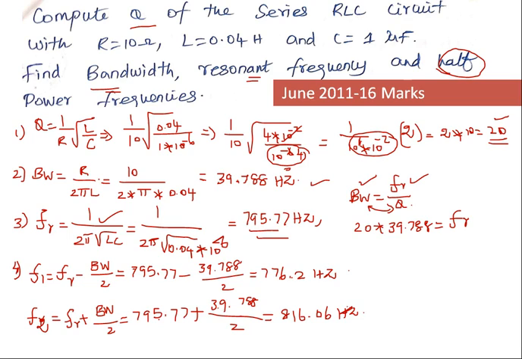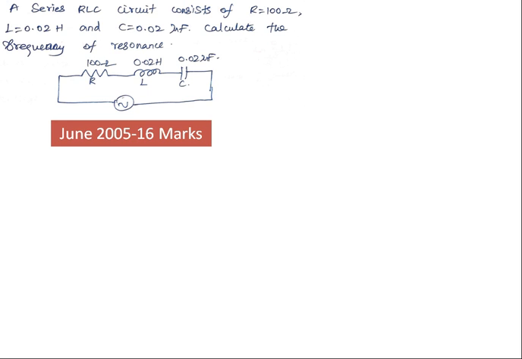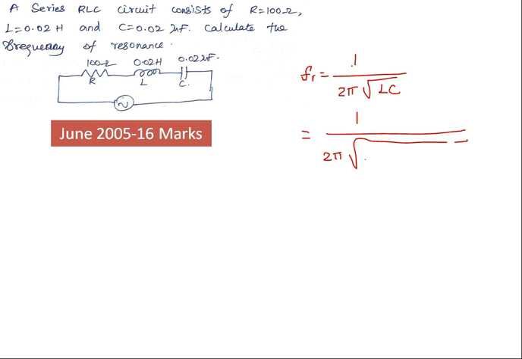Next we should switch over to question number 3. June 2005, 2 marks question. A series RLC circuit consists of R is equal to 100 ohm, L is equal to 0.02 Henry and C is 0.02 microfarad. The formula for resonant frequency is FR is nothing but 1 by 2 pi root LC. FR is equal to 1 divided by 2 pi root of L into C, which is equal to 1 divided by 2 pi. What is the value of inductance? 0.02 Henry. What is the value of capacitance? 0.02 microfarad, which is equal to 10 power minus 6 farad.